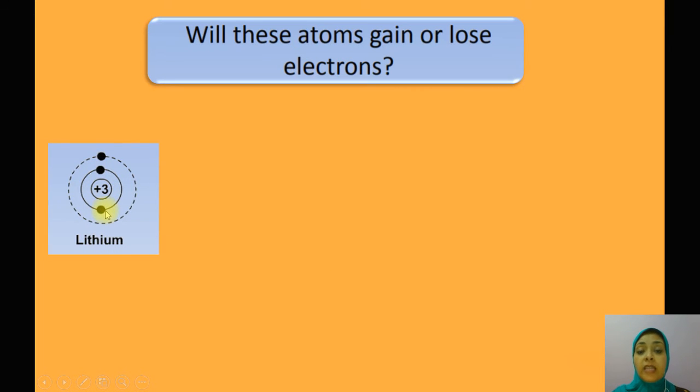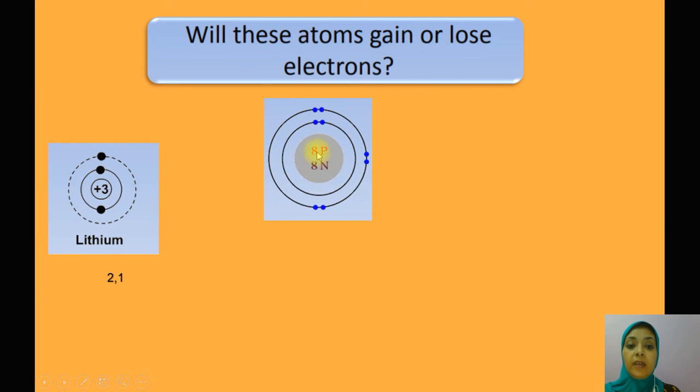So this atom tends to lose an electron to complete the first one, to reach stability, to reach the nearest noble gas. So lithium will lose one electron. Why? Because after the configuration 2, 1, it loses the 1 electron.